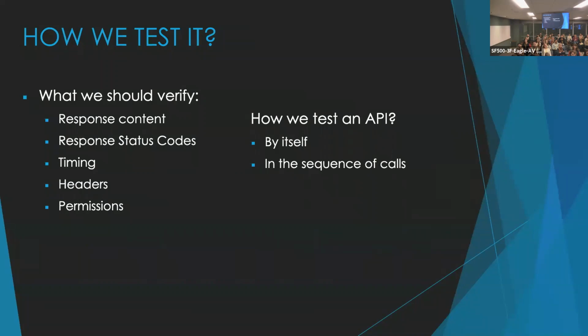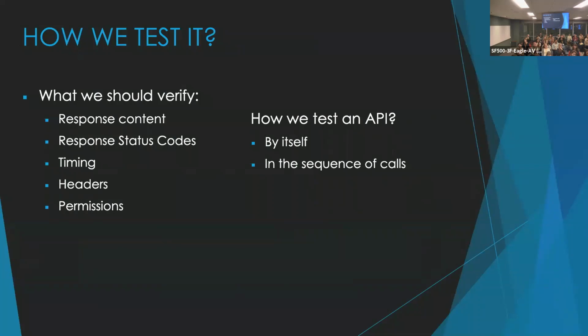And also we can do testing in a sequence of calls. For example, you're trying to get user data. Let's say you're creating a user, you send a POST, created a user, then you're trying to get this user. If everything is correct, you're going to get 200 and user data.